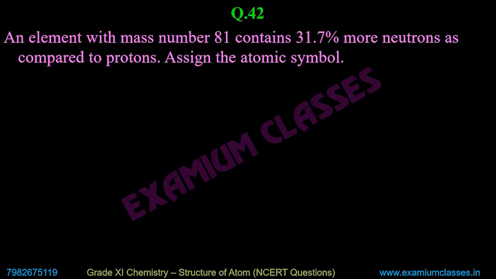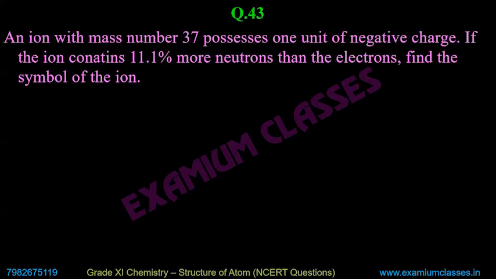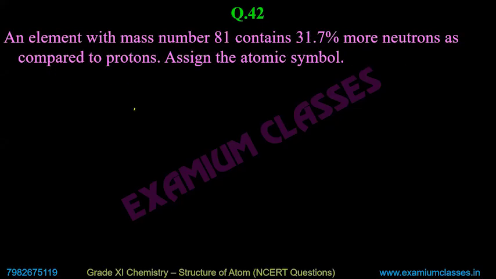Now, an element with mass number 81 contains 31.7% more neutrons as compared to protons. Sir, we can say that let X be the number of protons. So the neutrons equal 131.7 by 100 x. So we have to equate it with 81.